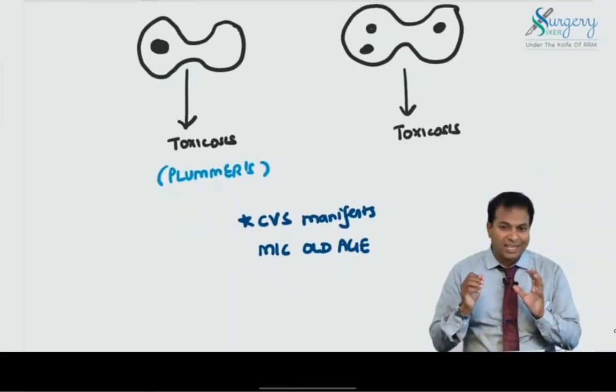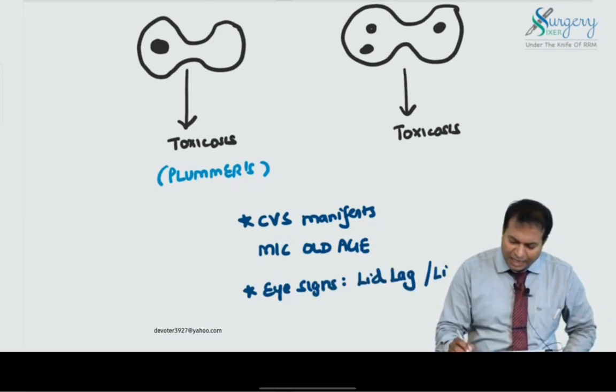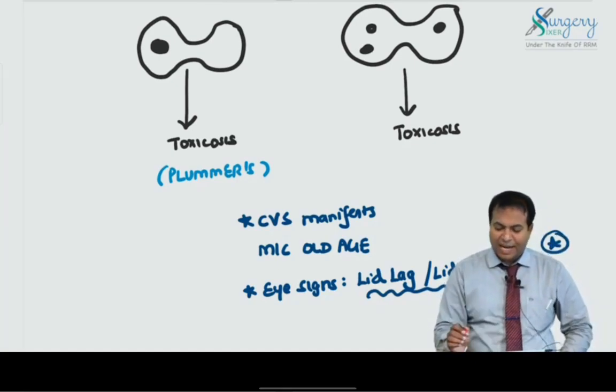CNS manifestation is very rare. If at all, only a few eye signs like lid lag sign may be present. Not all signs are seen. Only lid lag and lid retraction will be present. Otherwise, they don't have other signs.